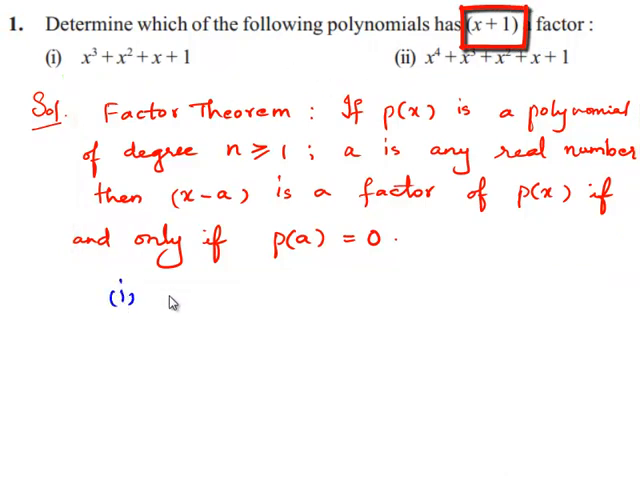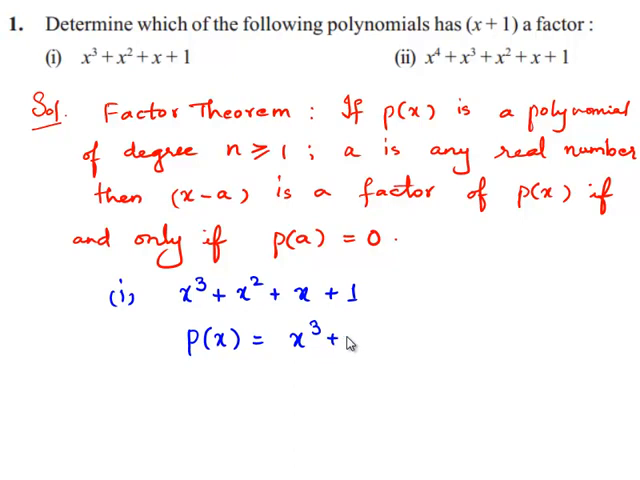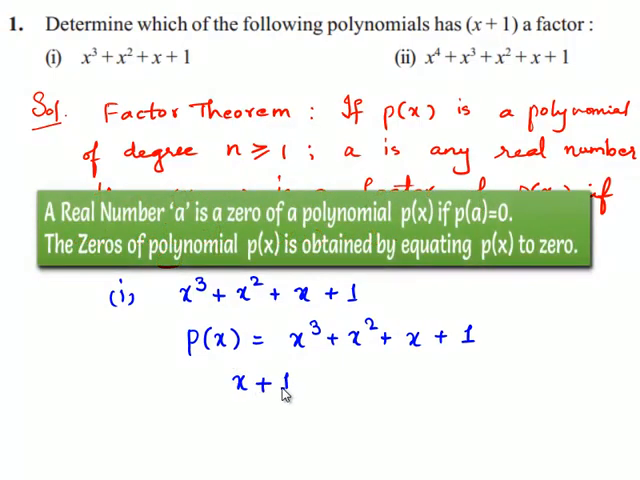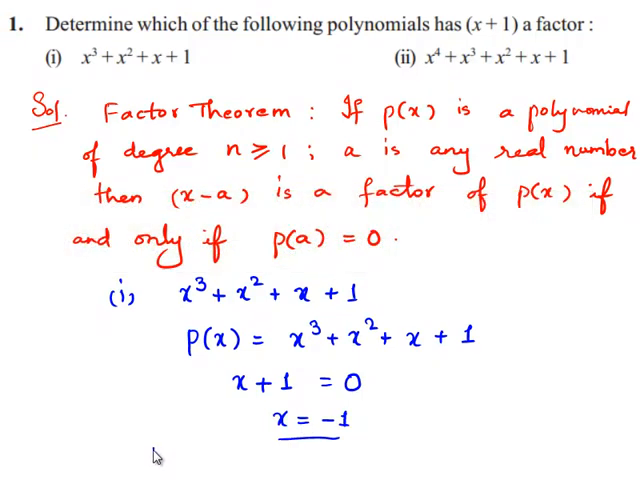So the first polynomial is given as x cubed plus x square plus x plus 1. We can write it as P of x is equal to x cubed plus x square plus x plus 1. And the given linear polynomial is x plus 1. So first, equate the given linear polynomial x plus 1 is equal to 0. So we get x is equal to minus 1, which is a 0 of the polynomial. Now let us substitute minus 1 in the place of x.